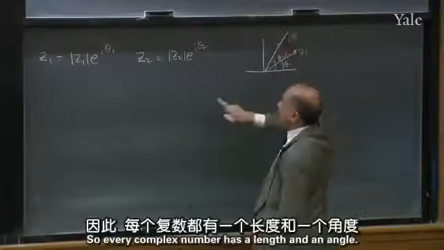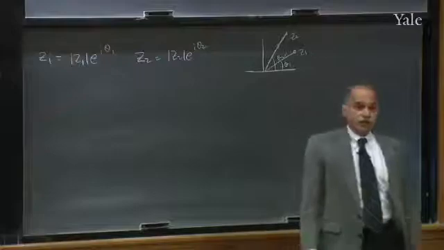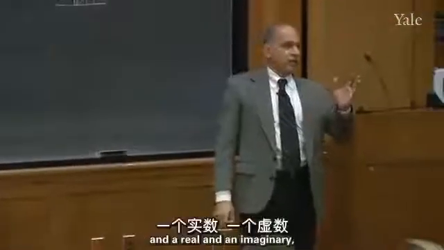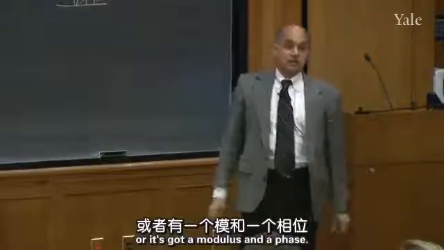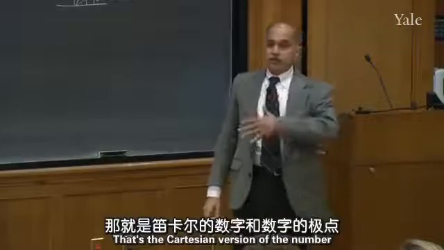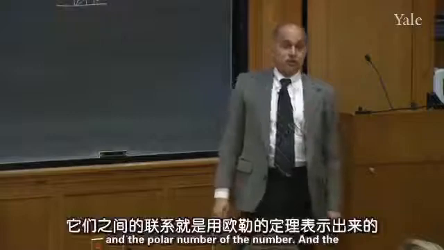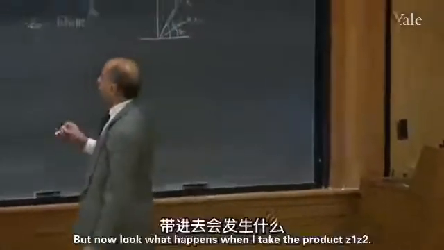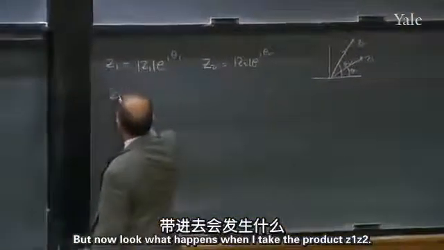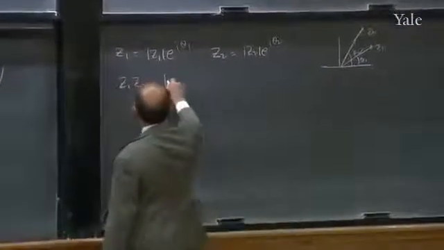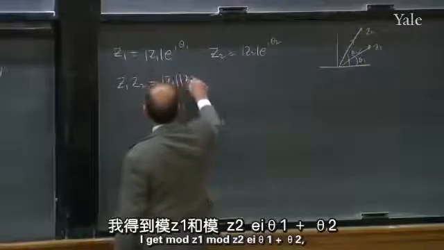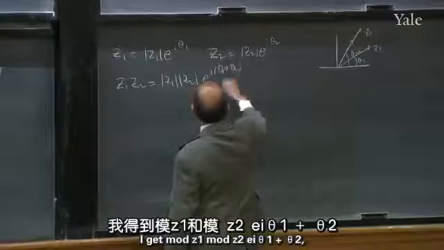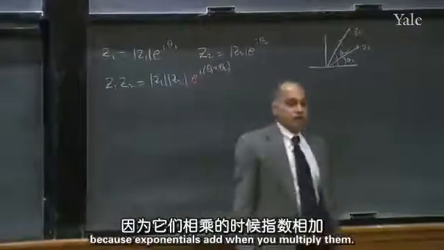So every complex number has a length and an angle. You can think of it two ways. It's got an x part and a y part, namely real and imaginary, or it's got a modulus and a phase. That's the Cartesian version of the number and the polar version of the number. And the connection between them comes from Euler's formula. But now look what happens when I take the product z1 z2. I get mod z1 mod z2 e to the i theta 1 plus theta 2, because exponentials add when you multiply them.